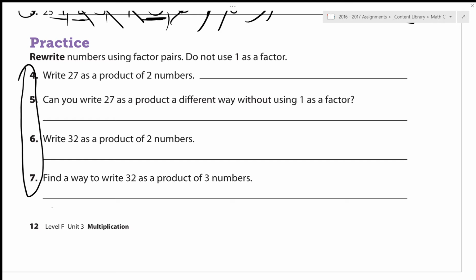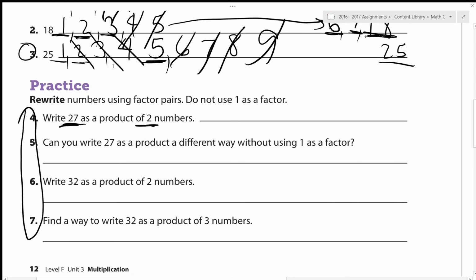All right, so we are writing 27 as the product of 2 numbers. Well, I know that 1 times any number is the answer. However, I didn't go over the instructions with you, so I hope you didn't do this. We can't use 1 as a factor, so we're not going to do that. So 27. I will tell you that if the number is not even, 2 is not going to be a factor. But 3 might be.